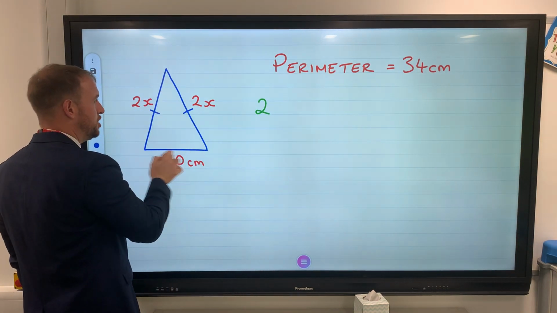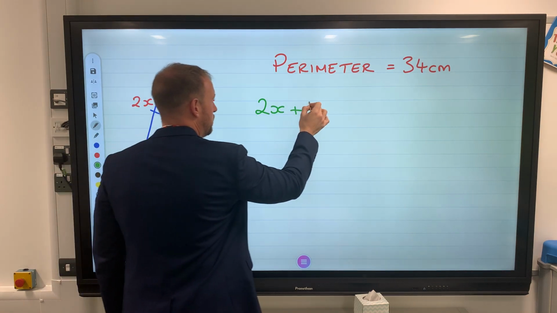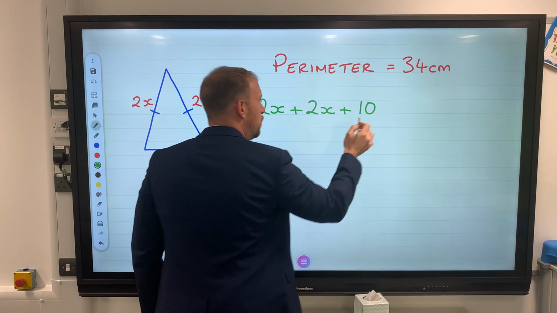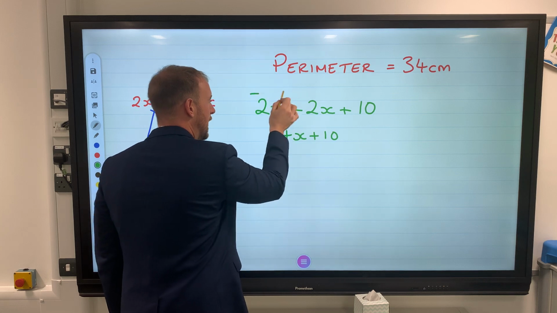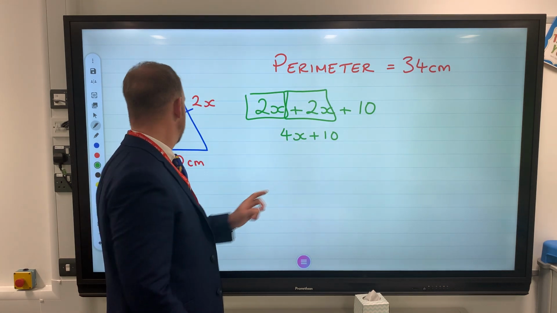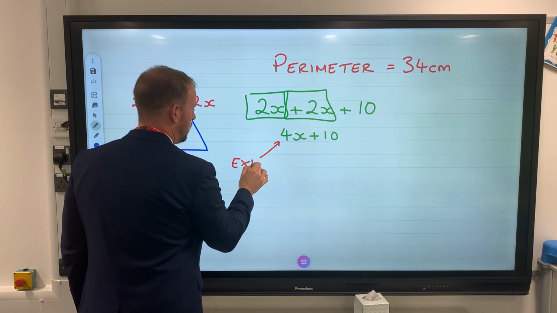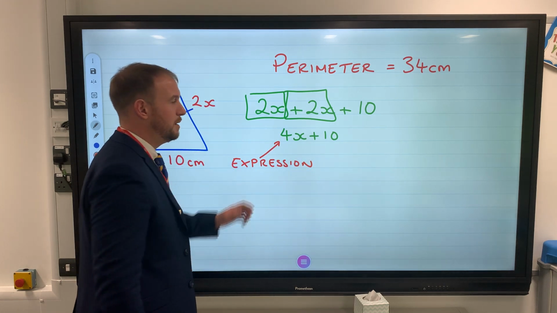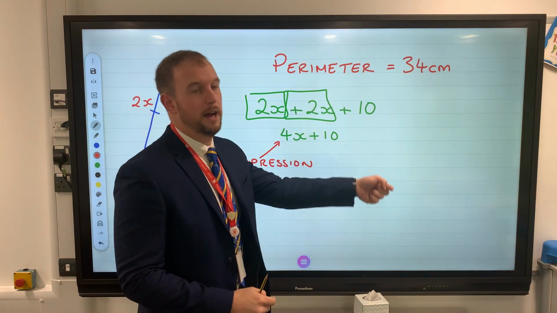Okay, so the expression for the perimeter would be 2x, add 2x, add 10. We can simplify to have 4x plus 10, where I've just collected the like terms. This is an expression because it has no equal sign. To make it an equation, we need to put equals and then an answer.